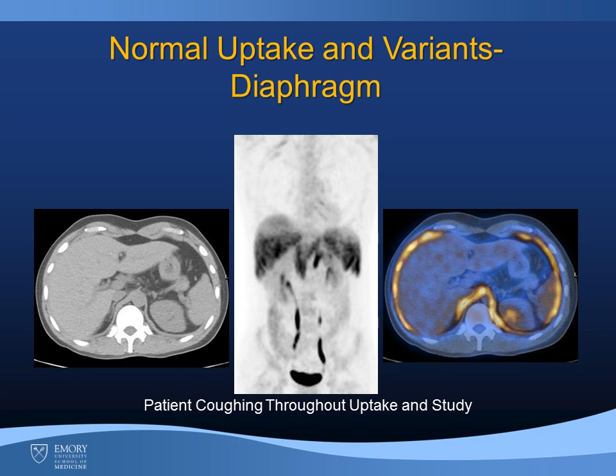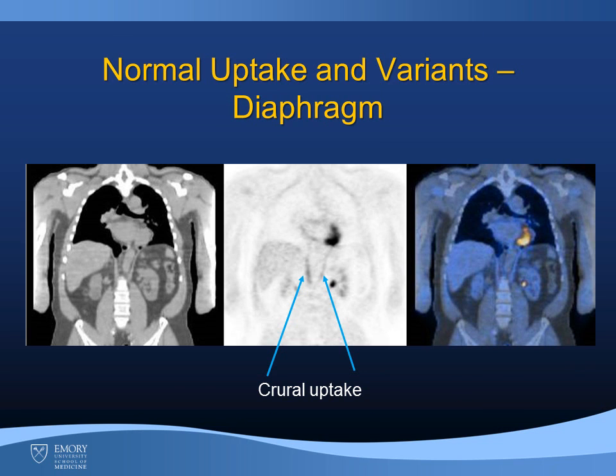Now, this patient was coughing throughout the uptake phase, and this looks like a Frank Netter diagram of the diaphragmatic muscles. Crural uptake is commonly seen and best appreciated on the coronal views.